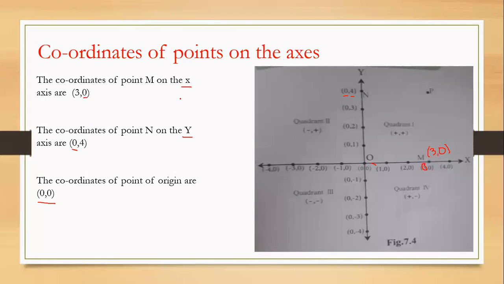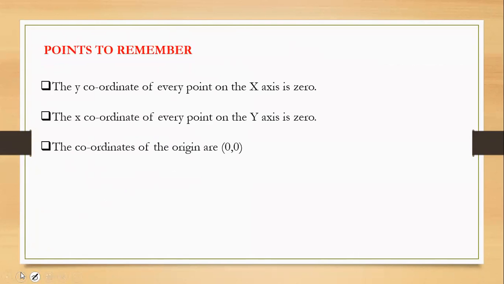Here, we have done just now. If the point is on x-axis, y coordinate is 0. If the point is on y-axis, x coordinate is 0. The coordinates of point of origin are 0, 0. So this you have to keep in mind. We are going to use it in the sums. Just go through the points. I am waiting for you all.